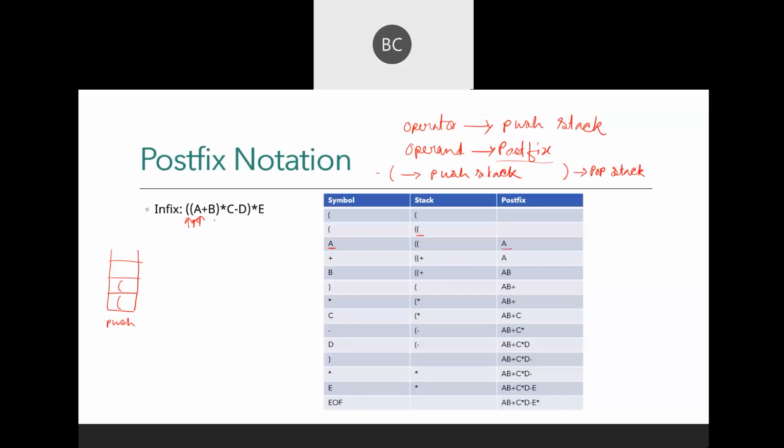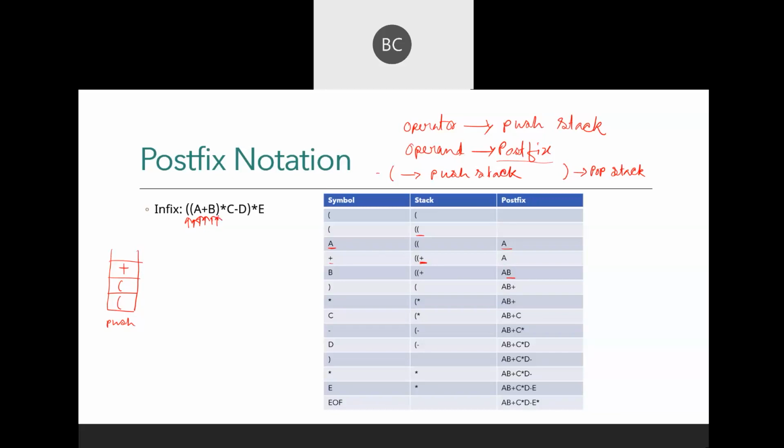Next we have a plus sign. So you will push it onto the stack. This one will remain same. Next again you have a B. So you print B here. This is the current stack now.